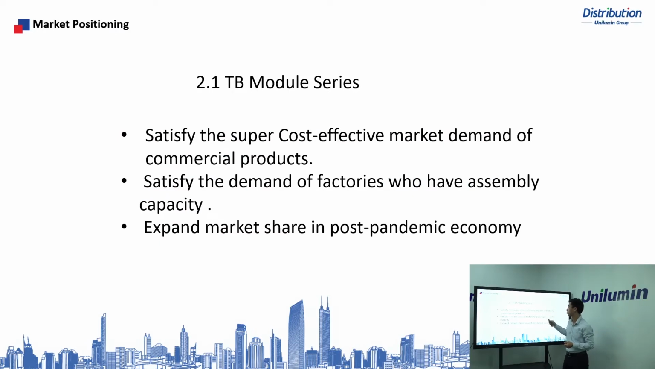For the TV, it is to satisfy the super cost-effective market in the commercial products. Please pay attention to here. Super cost-effective means that the price is the lowest among all the Unilumin products. If you want the cheapest one, go to the TV. And then it's for the factories who can assemble the products. For the modules, we need to assemble it with the sending card, receiving card, and also the power unit. And the last, I hope this product can help the clients expand the market share in the post-pandemic economy.